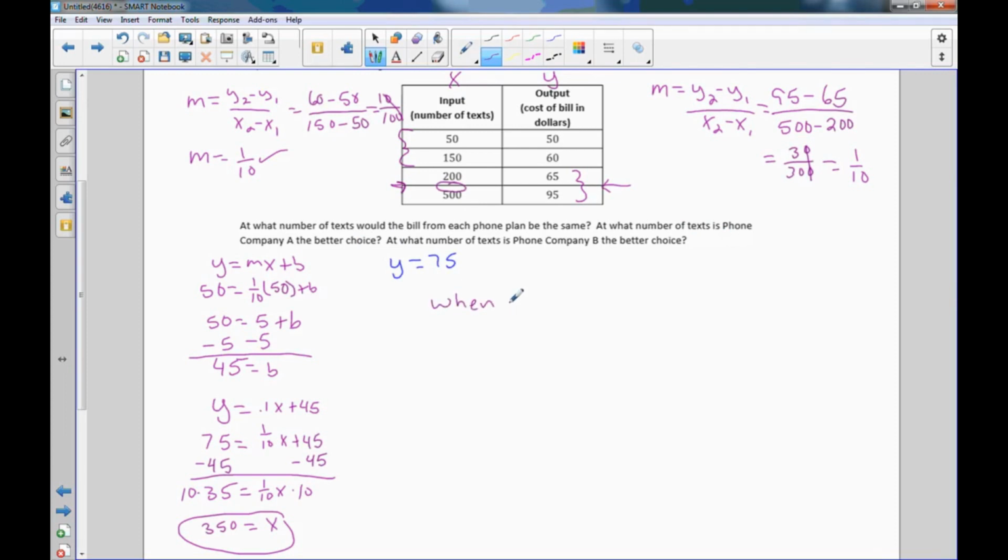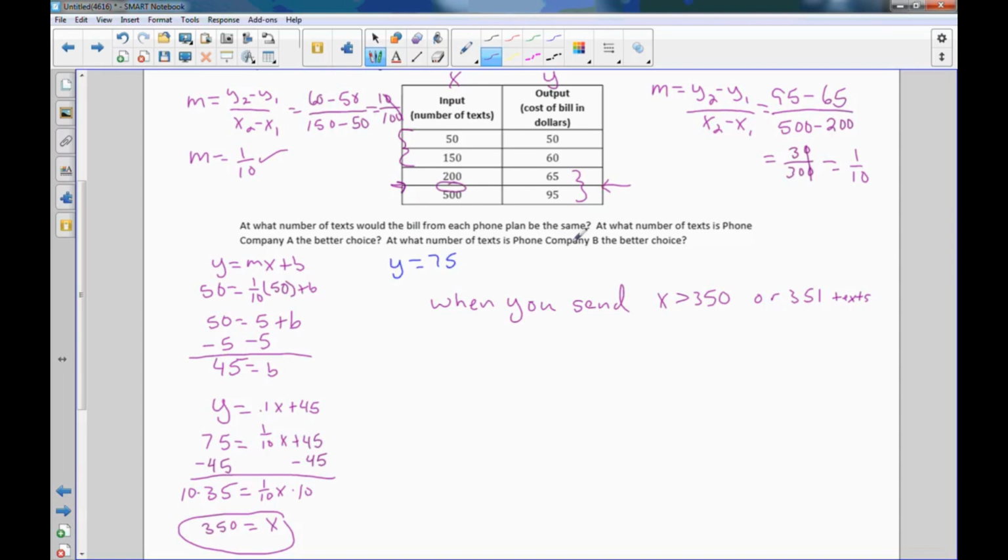So at what number of texts is the phone company A a better choice? When you send, when X number of texts is more than, not equal, more than 350. So it says at what number, or 351 texts.